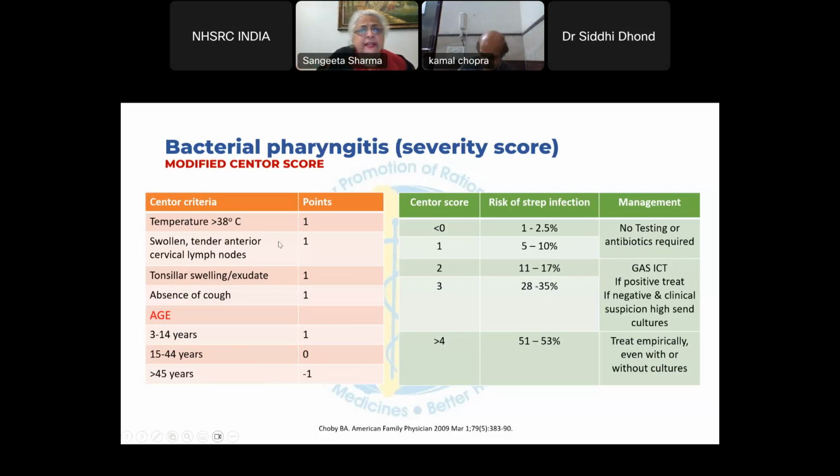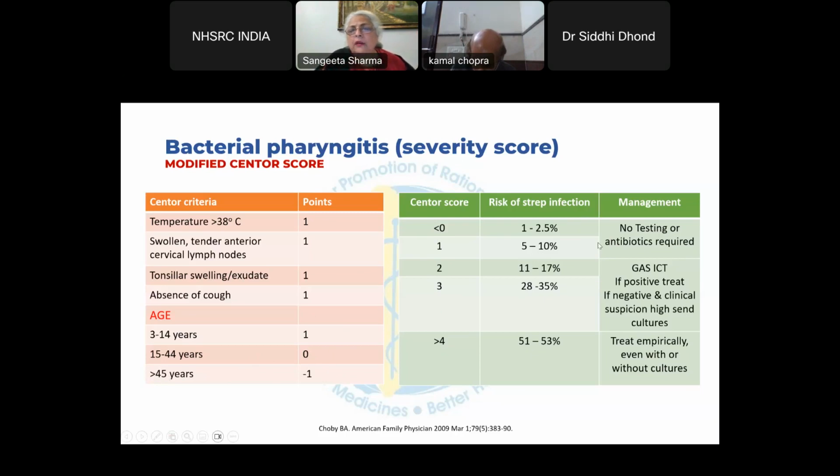As he already emphasized, this is a 4-point score, where you give 1 for temperature more than 38, swollen tender lymph nodes, tonsillar swelling or exudate, and absence of cough. Viral will have cough, bacterial doesn't have much cough. If age is 3 to 14 years, you give 1 score here; 15 to 44, 0; and if age is more than 45 years, a minus score is given. Based on this score, which could be 0, 1, 2, 3, or more than 4, the risk of streptococcal infection can be envisaged.